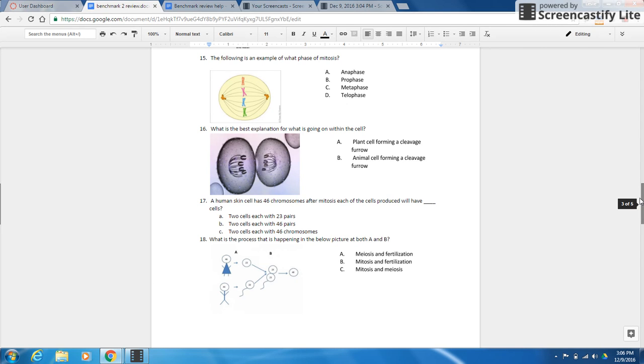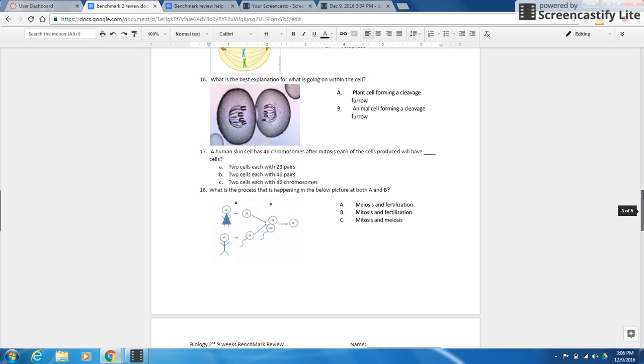All right, the following is an example of what phase of mitosis? When you're doing these, it's important that you look and say, okay, mitosis means middle, into the middle of the cell. I can automatically look at this and see that all my chromosomes are in the middle of the cell. That is indeed metaphase.